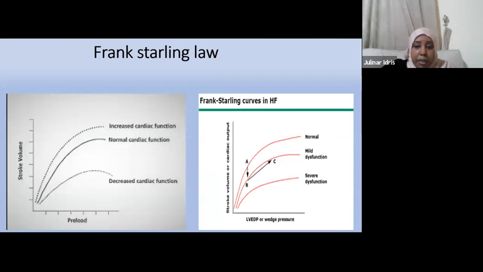So by giving 50 ml normal saline, you cannot guarantee that the patient will move from point A to point B or to point C, as this will depend mainly on myocardial function, the ability of the fibers to distend, and the intrathoracic pressure. So you cannot always get what you want.